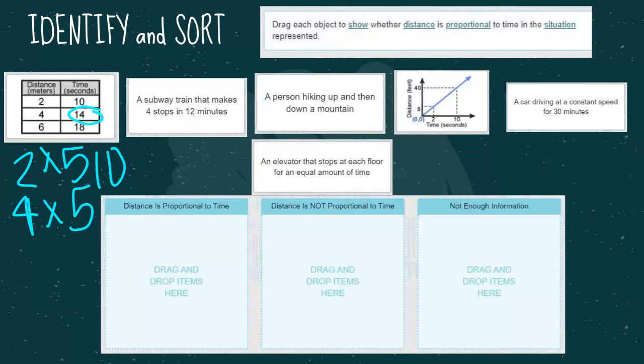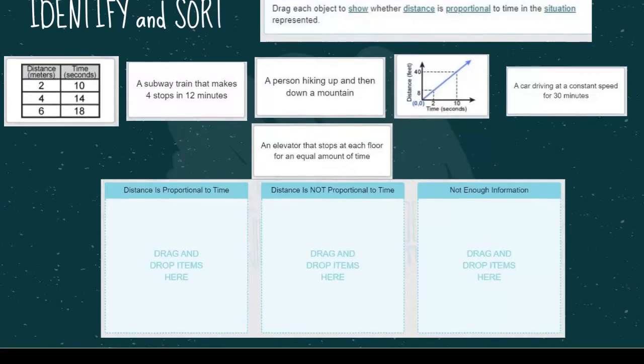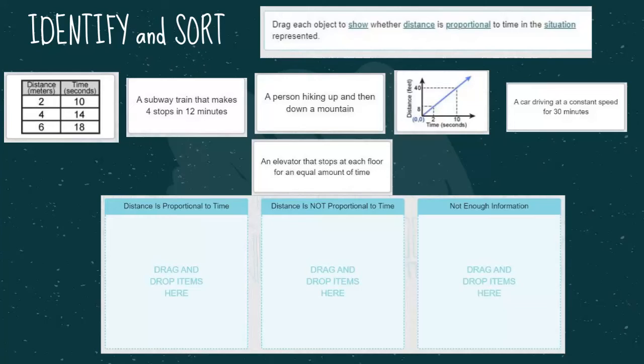But I see right off the bat that that is not 20, which means that these are not proportional. So this one would go right here where distance is not proportional to time. I do want to take this moment to show you how we could find the constant of proportionality and how we could also prove this particular one is not proportional.